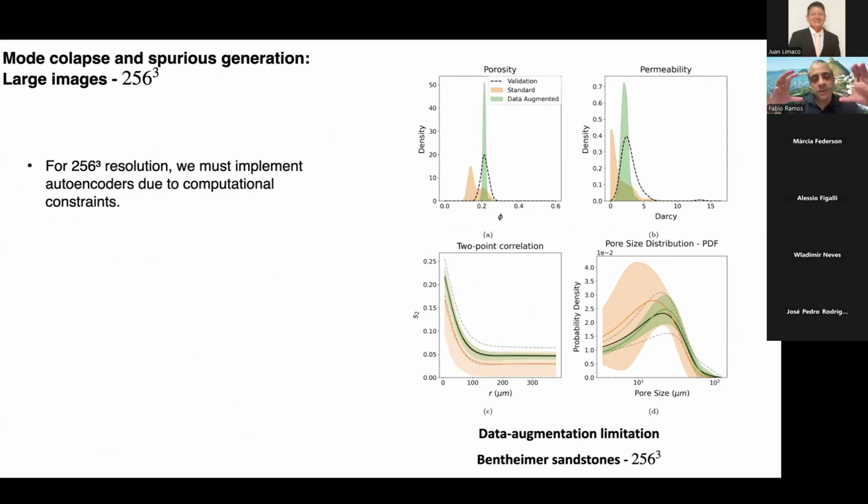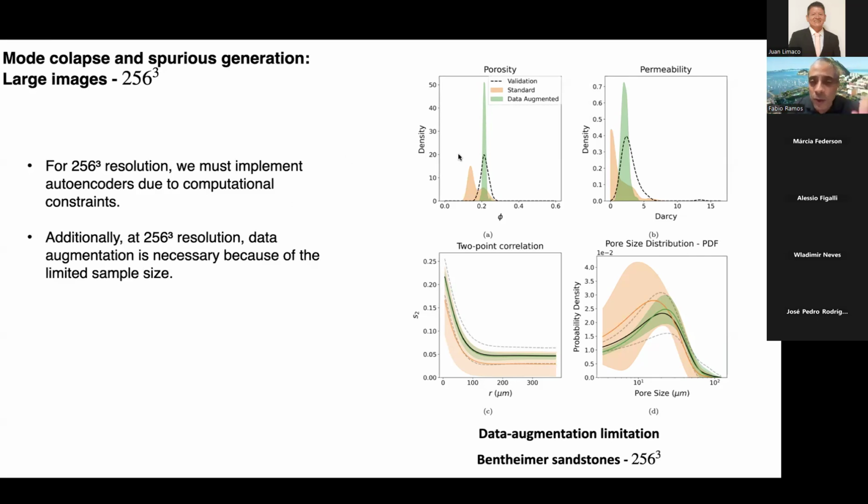we have to go to the latent space because it's too large an image. And moreover, we don't have many images. We have to do data augmentation. So if you look here, the porosity, we are generating crazy rocks. When you do data augmentation, we generate good rocks, but with mode collapse.